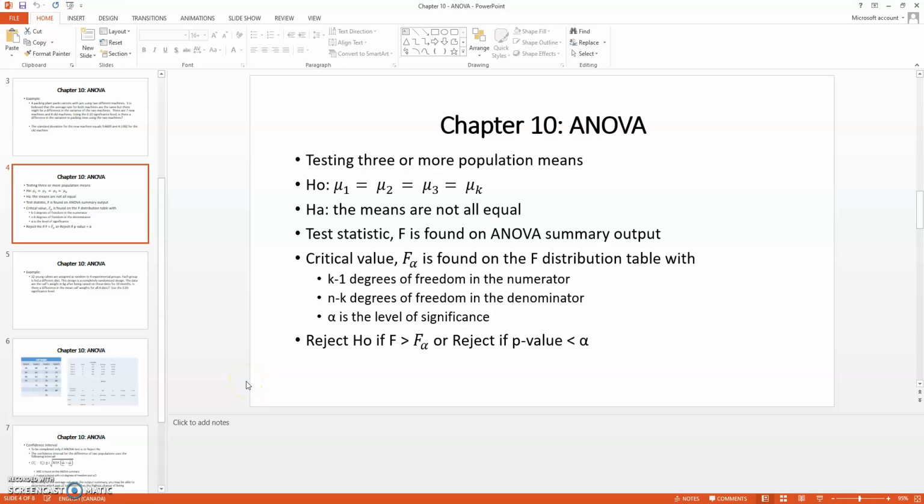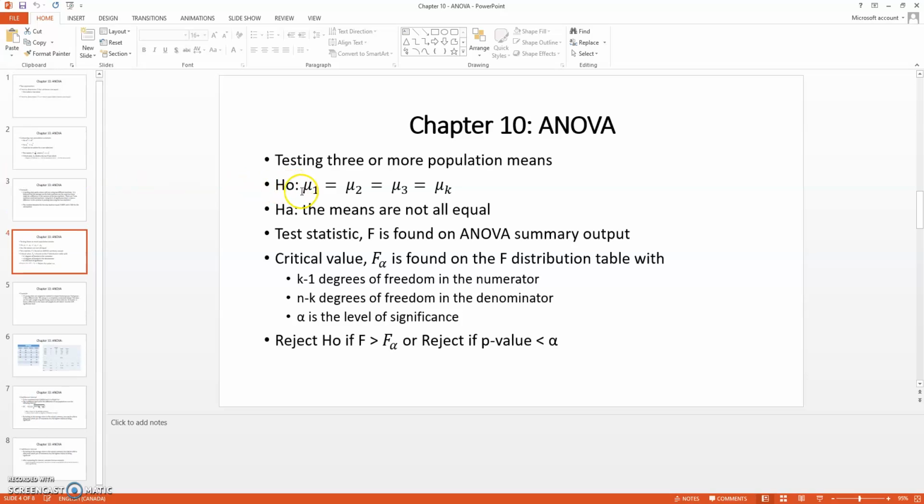This is the second part of Chapter 10, ANOVA, Analysis of Variance. In this section, we're going to be testing three or more population means. Our null hypothesis will be written as the mean of population 1 equals the mean of population 2 equals the mean of population 3 and so forth. The alternate hypothesis is always written as such: the means are not all equal.